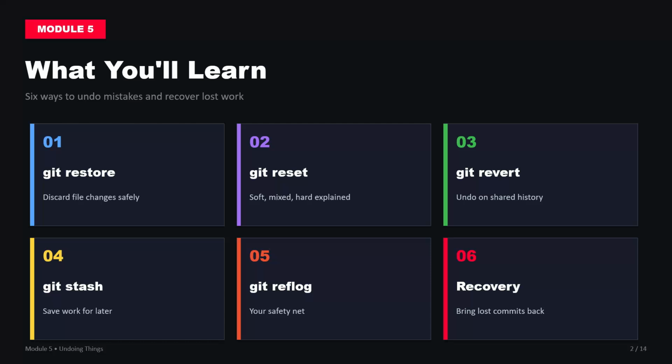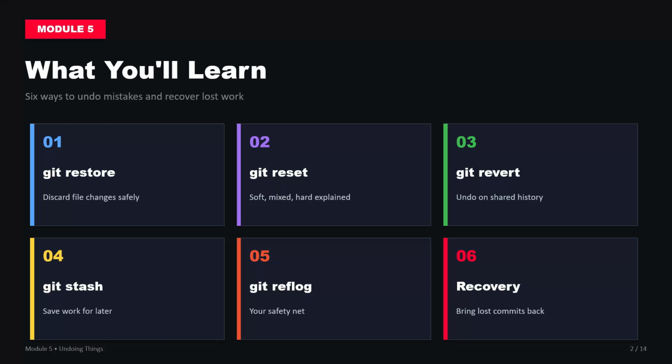Then we will look at Git stash. If you want to save your latest work, for example some uncommitted changes, in that case you can do Git stash. So what is the use of this Git stash? We will come to know in the coming slides.